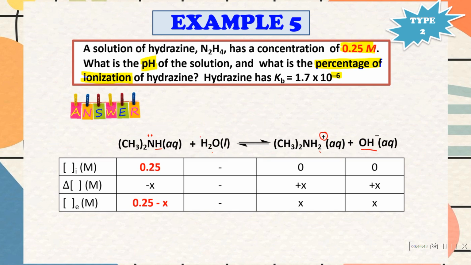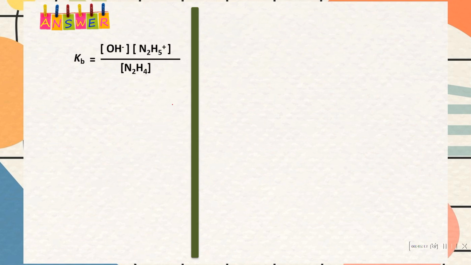Alright, next, draw the ICE table and substitute the initial concentration, that is 0.25. Product is 0, not formed yet. For changes, the reactant will decrease and the product will increase. Concentration at equilibrium for hydrazine is 0.25 minus X, and for the product, X. Next, write the Kb expression. H2O liquid is not included in the Kb expression. Substitute all the values at equilibrium.